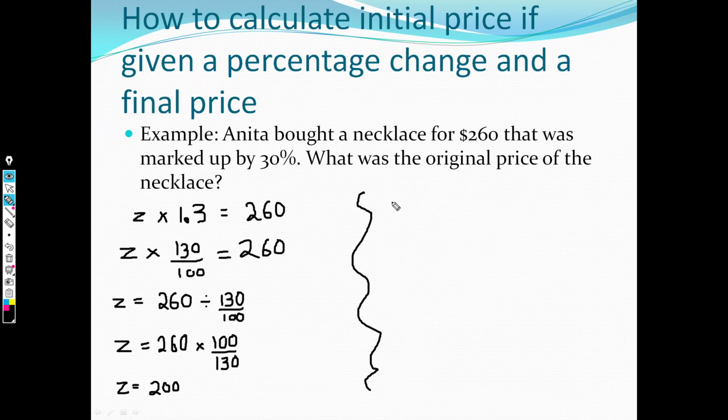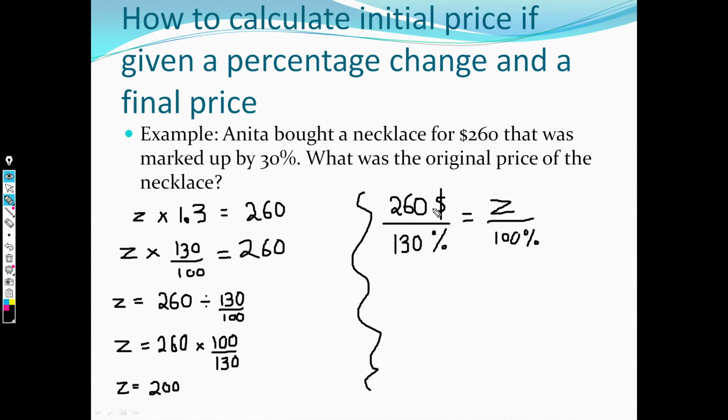Okay, so there you go. I can actually set up my proportion by saying, well, $260 is 130%. Therefore, what value, and that's where we use z, that original price, is 100%. Again, the original price is that unknown, it's z, and that original price, we have to consider it as 100%.